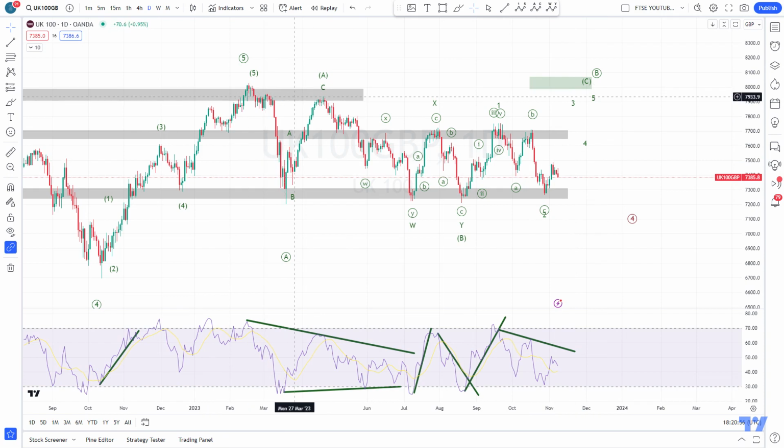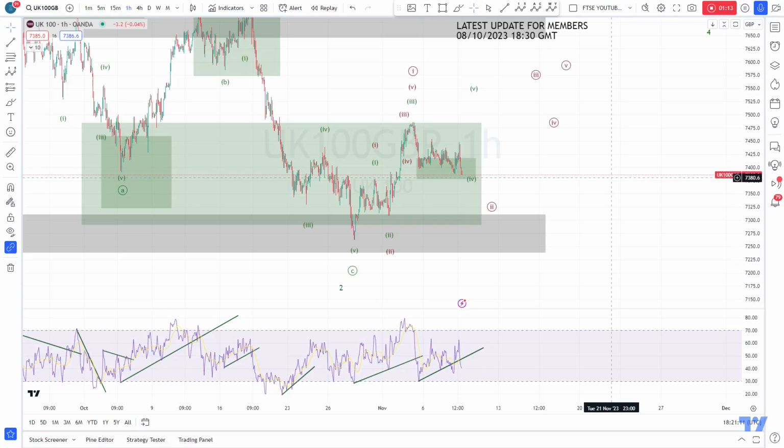Nevertheless, in my last video, I presented my view, a bearish one and a bullish one. If you're interested in this, please have a look at that video. But for now, I focus here on the lower time frame. And so here we are looking at the 1 hour chart.